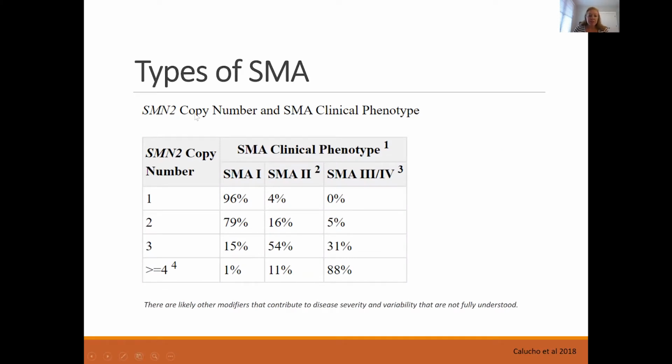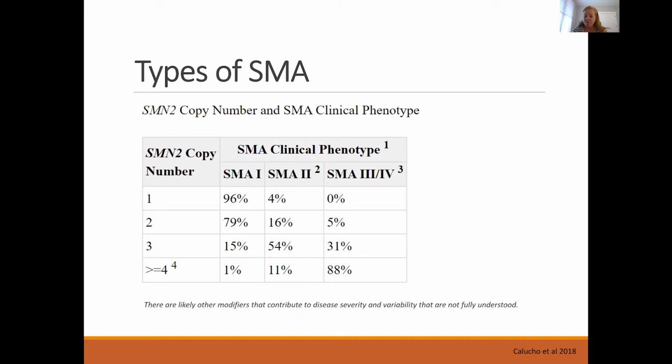So on the left-hand side here is the SMN copy number, and then how that translates into the clinical phenotype. So most people with 1 or 2 copies of SMN2 are going to have SMA type 1. If a child has 3 copies of SMN2, they're most likely to have SMA type 2, but about a third have type 3 or type 4. And then if there's 4 or more copies of SMN2 present, most of these individuals will have SMA type 3 or type 4.